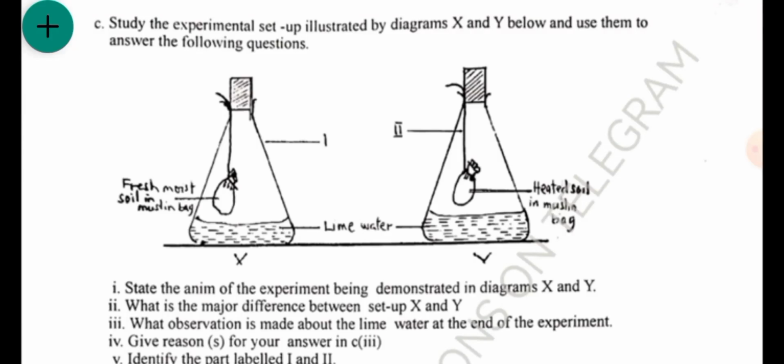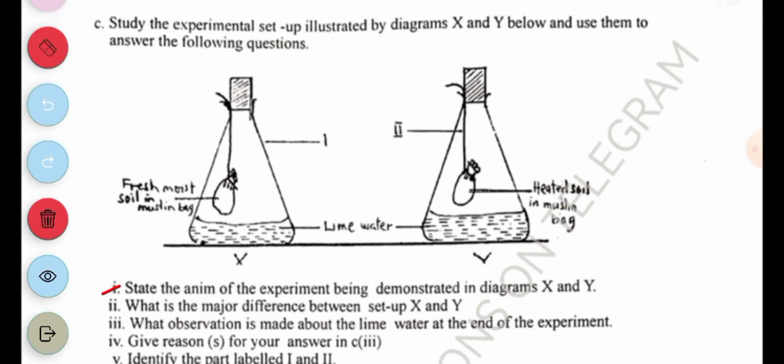State the experimental setup illustrated by the diagrams X and Y below and use them to answer the following questions. So, I: state the aim of the experiment being demonstrated in the diagrams X and Y. The setup here is demonstrating an experiment to show that living organisms are found in soil.